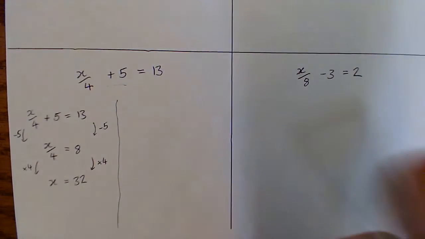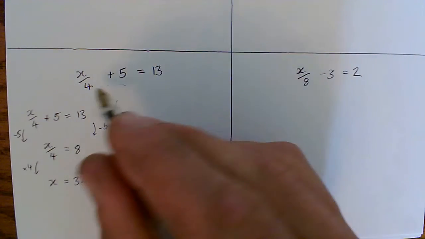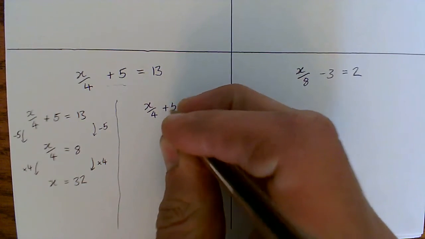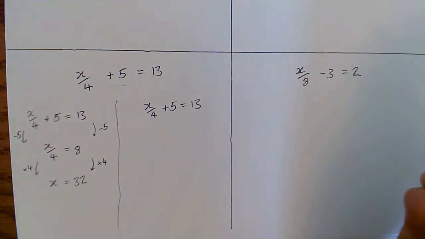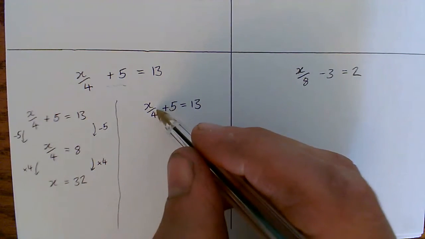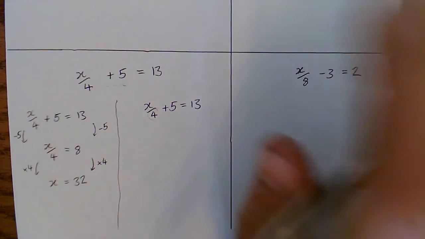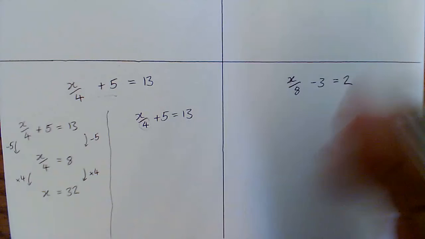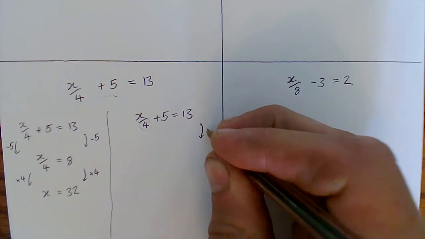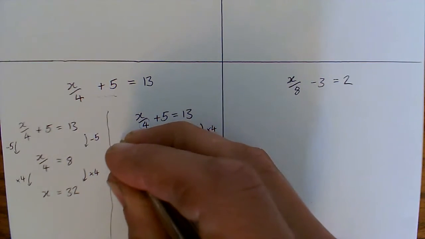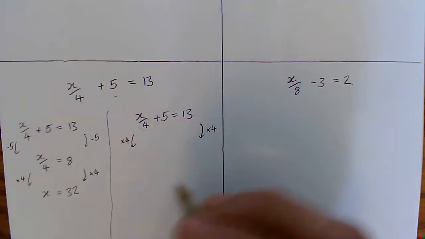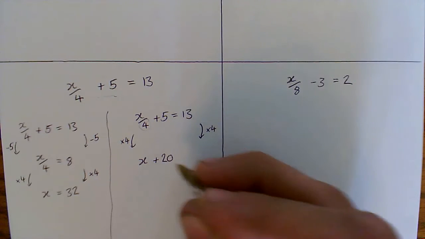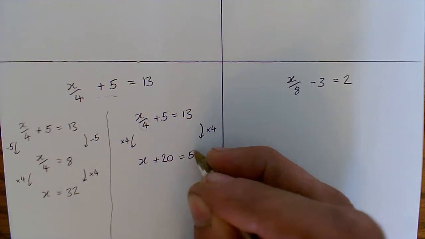Now, I do want to mention one other thing down here, which is there is a second way we could solve this. And I'm going to show this to you just so that you are aware and you can see how this would work. It would be possible to times by the 4 first. So just like you did up here, we could times everything through by the 4. So we could go times 4, times 4. Doing that, we would get x plus 20 equals 52.